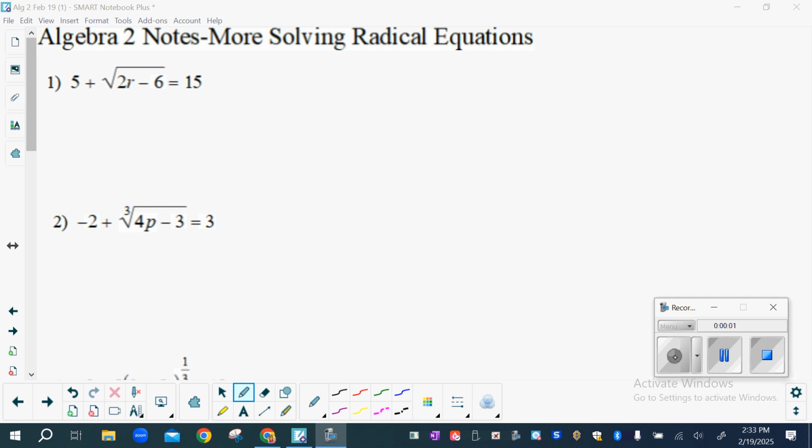What do we do first on number 1? Anybody else? It's like subtracting. What are we going to subtract? Good. We want to isolate the radical. So we're going to subtract the 5.